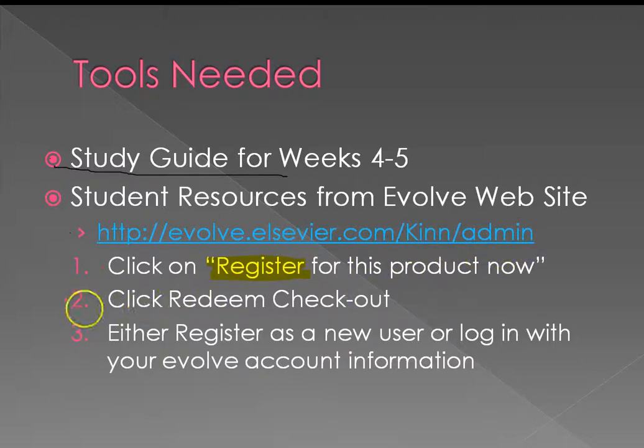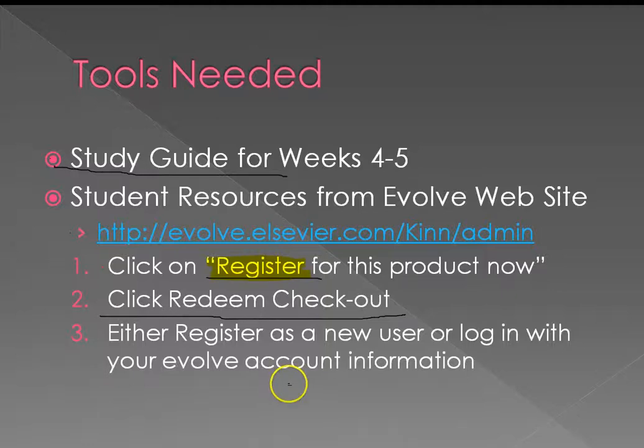evolve.elsevier.com/ken/admin. You're going to see an option to either enroll or register for this product. You definitely want to click register. You do not want to enroll into your instructor's course because you will need a registration code for that. So you want to click on register. Do not click on enroll. Then you're going to be taken to your screen for your shopping cart, and I have some examples to show you what it looks like.